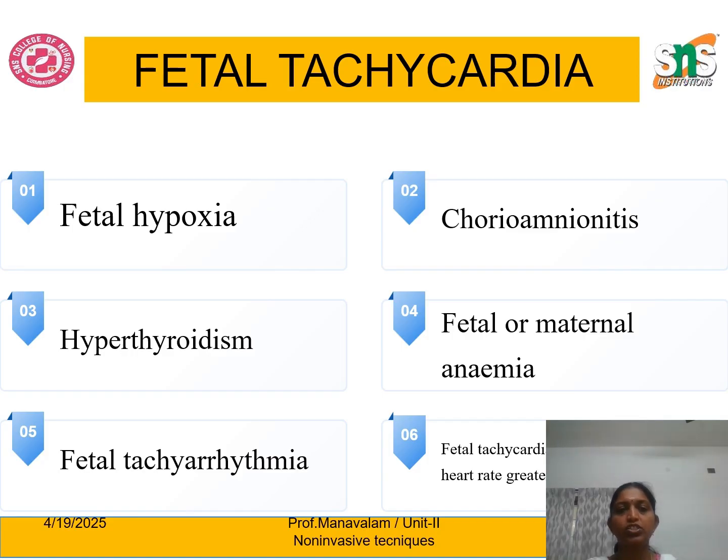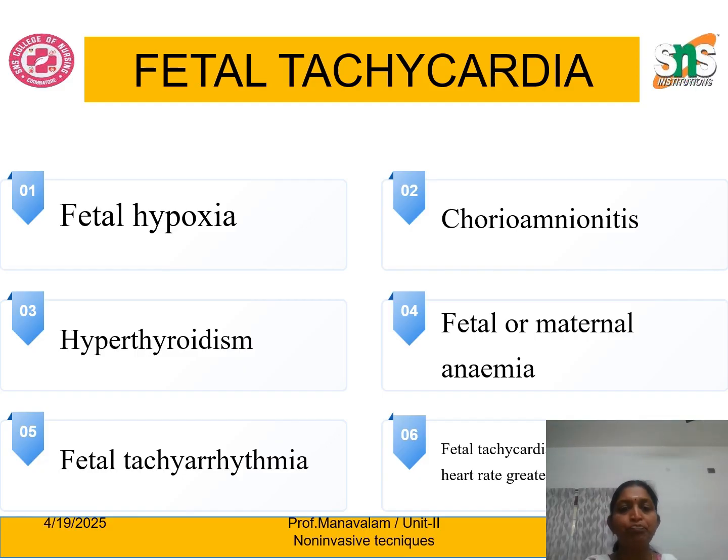Whenever the fetus doesn't get an adequate amount of blood supply, automatically the oxygen storage and oxygenation of the fetus will go down. So automatically the fetus develops hypoxia. That is the reason there is a variation or change in the fetal heart rate. Next, thyroidism, specifically hyperthyroidism affecting the mother, will automatically affect the fetus.